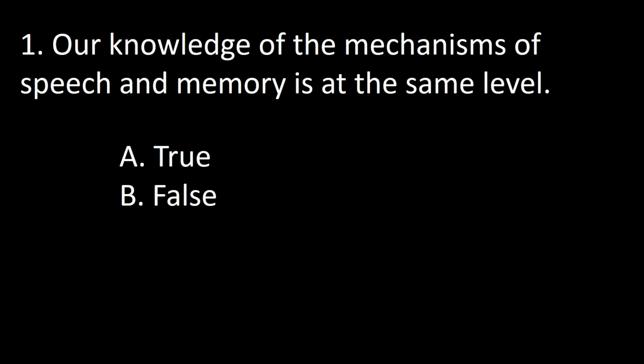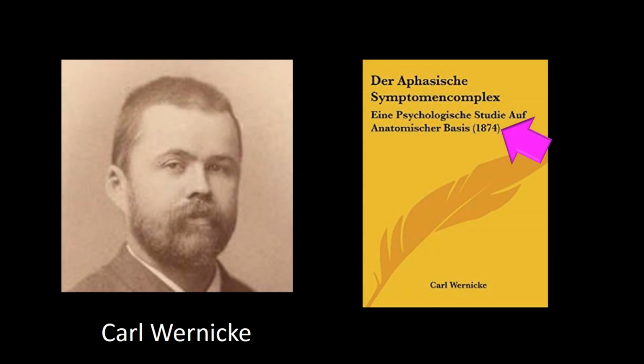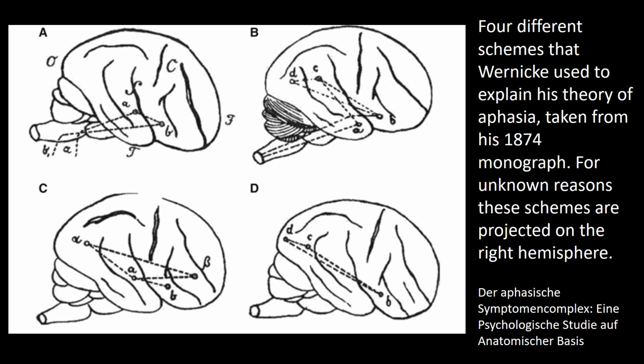First question: our knowledge of the mechanisms of speech and memory are at the same level. A, true, B, false. In 1874, Carl Wernicke put forward several useful speech models. You can see 4 of them in this figure from his monograph written in 1874.